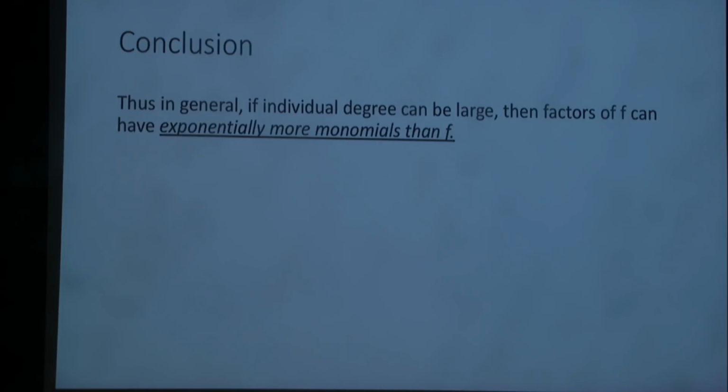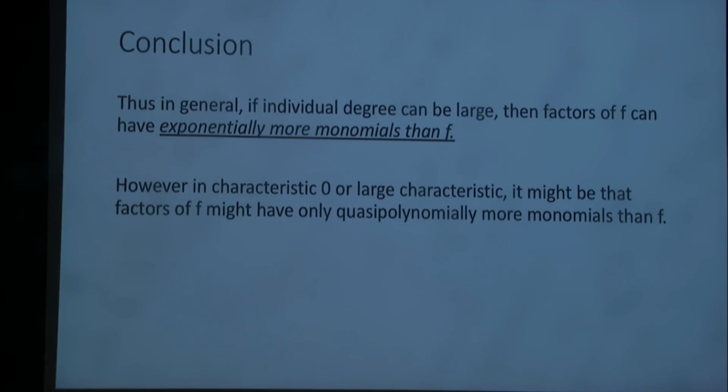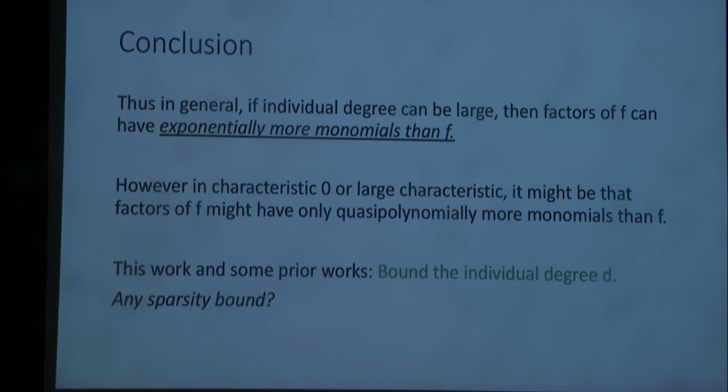So in general, if the individual degree, this little d, was as large as n or something, then the factors of f can have exponentially many more monomials than f. And in characteristic 0, or large characteristic, maybe this quasi-polynomial blow up is tight. So both these settings are very interesting, but in general I won't be able to say anything about it.